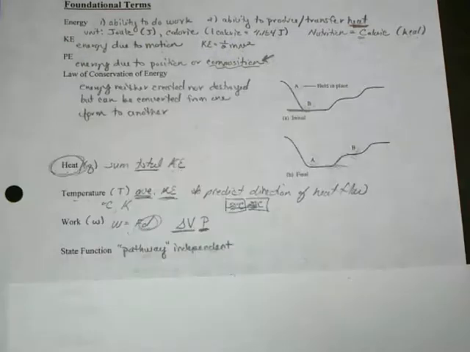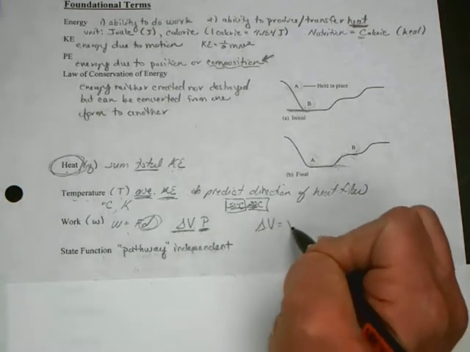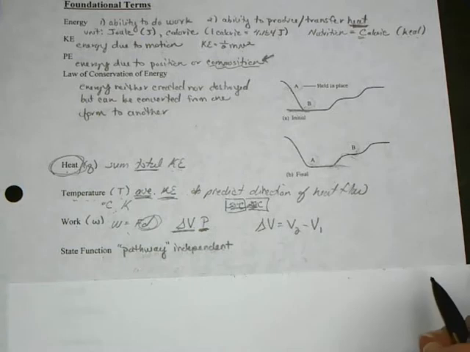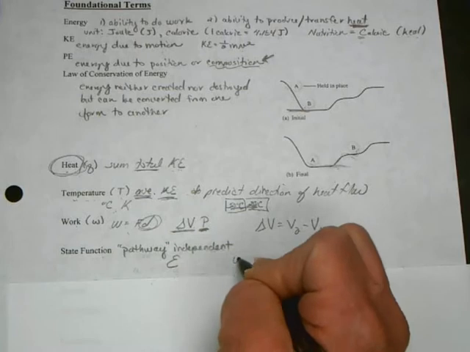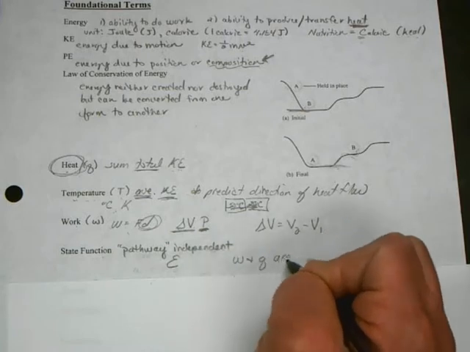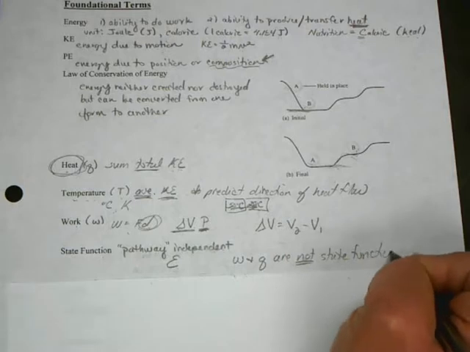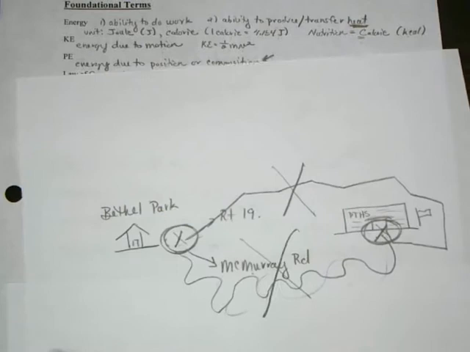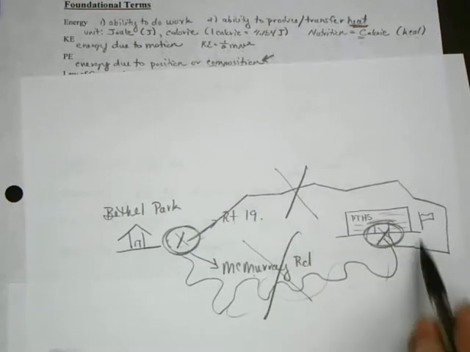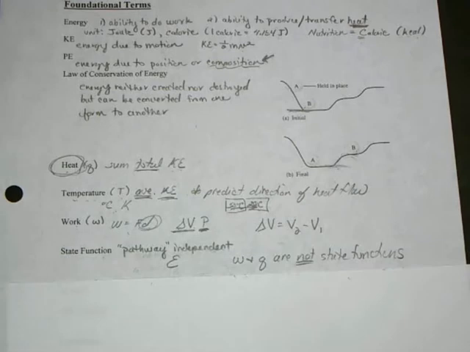Now, if we think about changing volume, we often just care about that. Where do we end up versus where do we start? Volume is a state function. Pressure is a state function. Energy is a state function. But work and heat are not state functions. They are pathway dependent. So, for example, my gasoline amount that I consume does depend on the pathway. So that's a good example of that.